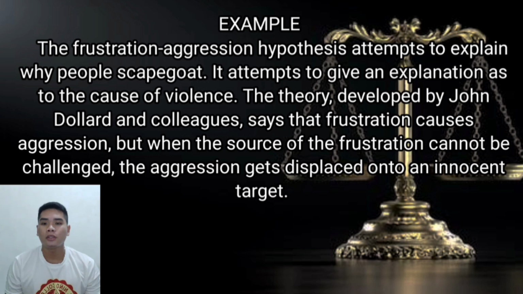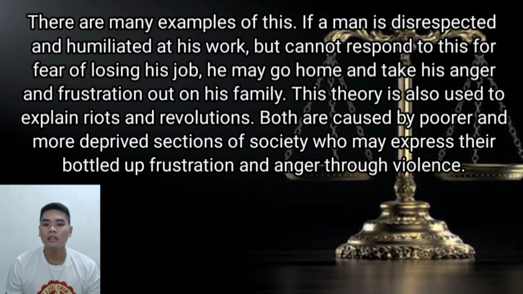For example, the frustration-aggression hypothesis attempts to explain why people scapegoat. It attempts to give an explanation as to the cause of violence. The theory developed by John Dollard and colleagues says that frustration causes aggression, but when the source of the frustration cannot be challenged, the aggression gets displaced onto an innocent target. There are many examples of this.